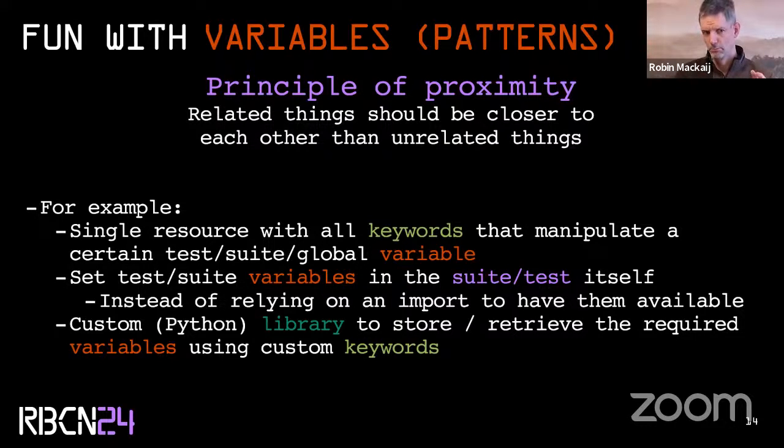keywords. Now, this is actually just basically the Python solution to the top option, a single resource with the keywords that manipulate a variable. And you could actually make it so that it's completely generic with a keyword store variable with a key value and retrieve variable by key. Quite easy to make, but you might want to be more specific.